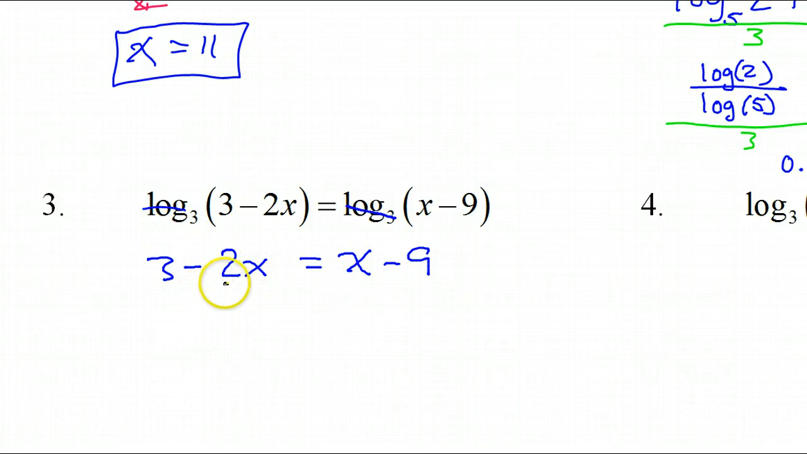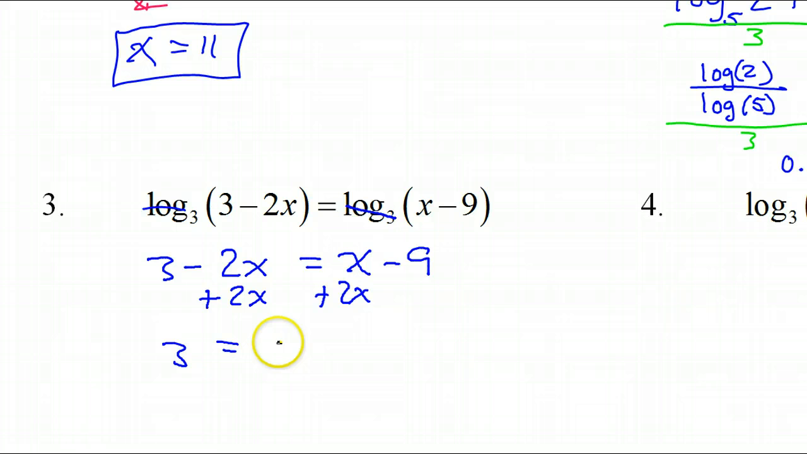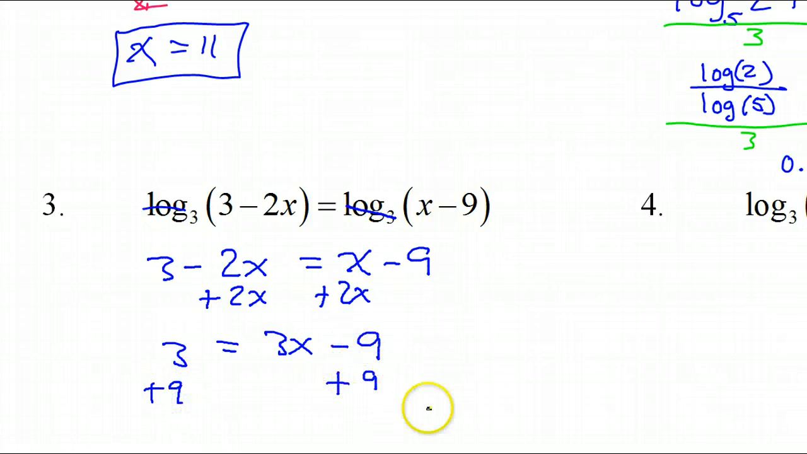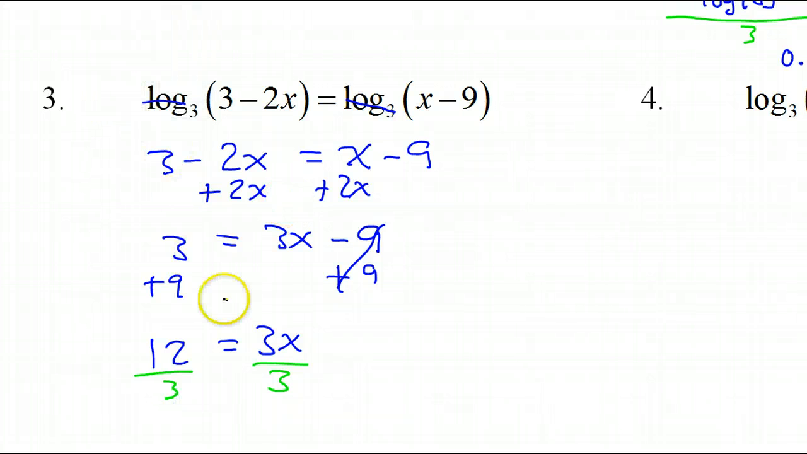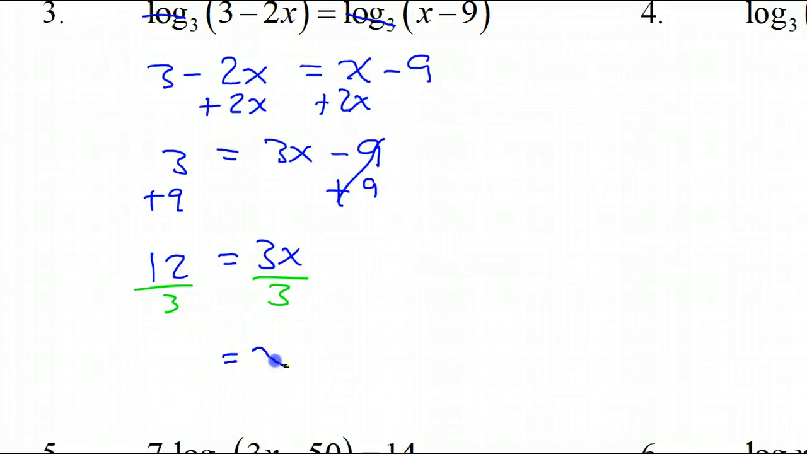So I would get the x's together first by adding 2x to both sides. So that'll give me 3 equals 3x minus 9. Then I might add 9 to both sides to get rid of these 9's. So that's going to give me 12 is equal to 3x. Then I will divide both sides by 3. And I will get x equals 4.